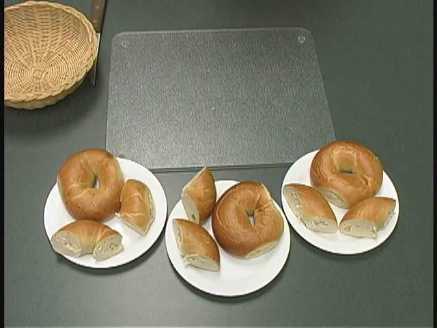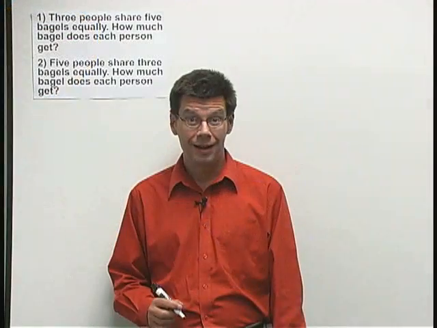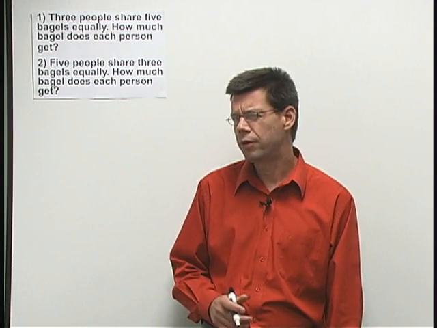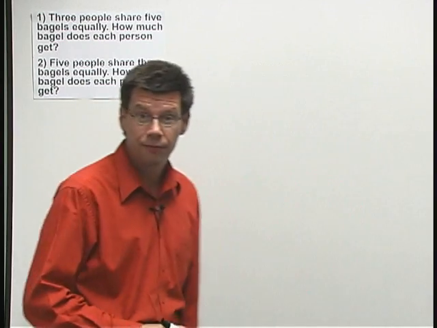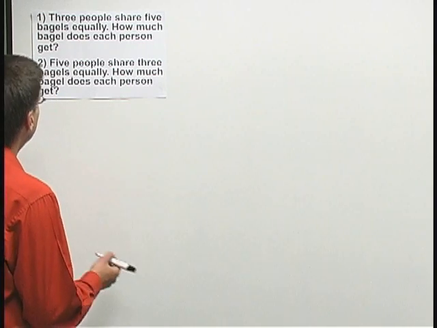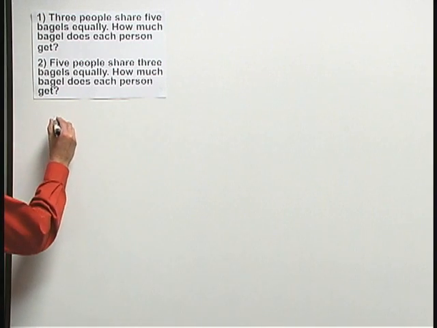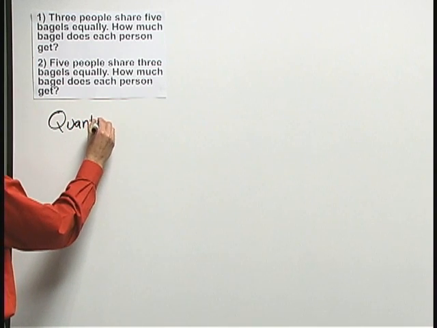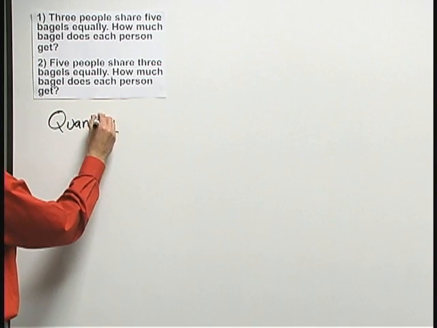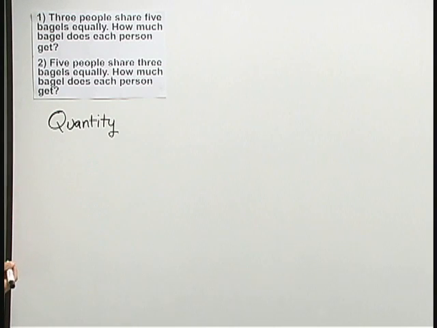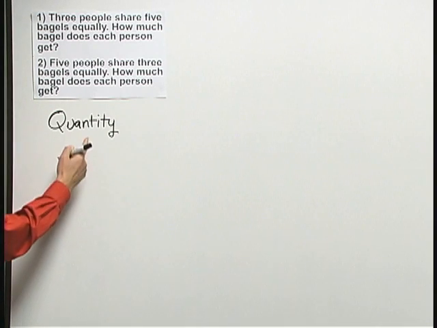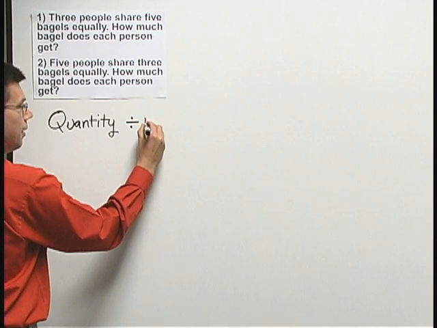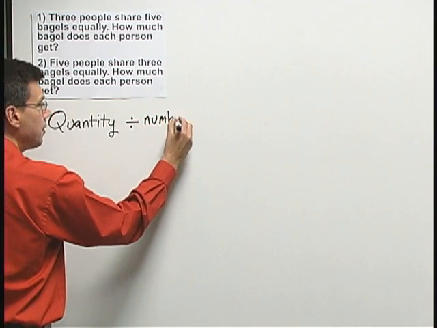Let's go back to the whiteboard now. Now that we know the answer to the first problem, let's go ahead and work through the math and see if we get the same thing. In number 1, we're taking a quantity and we're separating it into parts. When we have a quantity that we're separating into parts, we take the quantity and we divide by the number of parts.